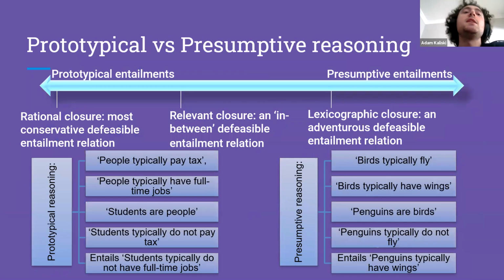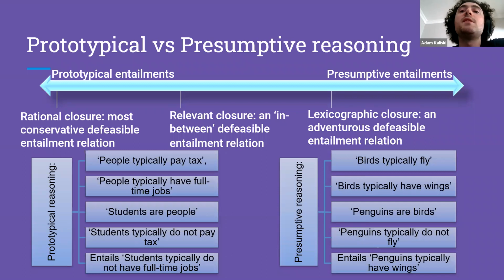And the intuition here is that they simply represent different patterns of reasoning, which you can consider different kinds of common sense reasoning. An example of prototypical reasoning on the left is if you know that people typically pay tax and they typically have full-time jobs, and you know that students are people that typically do not pay tax, you can prototypically entail that students typically do not have full-time jobs.